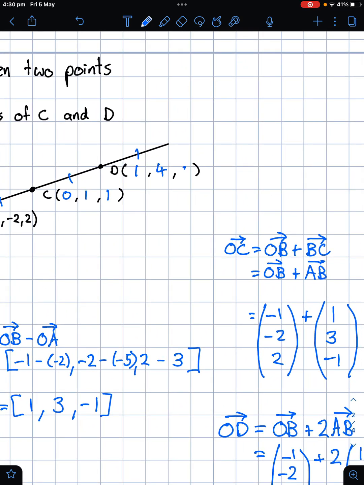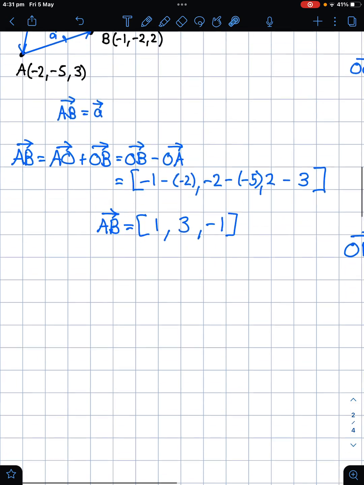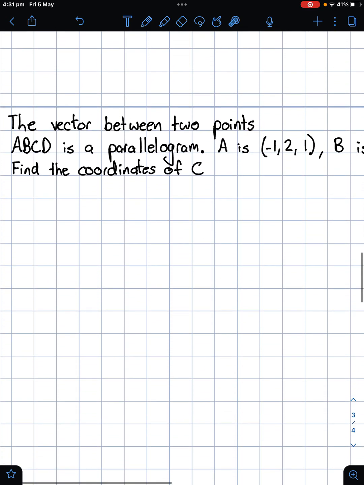(1, 4, 0). All right, so this is good because you should notice here -2, -1, 0, 1. There's a pattern, -5, -2, 1, going up by 3. So plus 3, plus 3, perfect. 3, 2, 1, 0, perfect. Those coordinates are correct. We can see that clearly with the pattern.